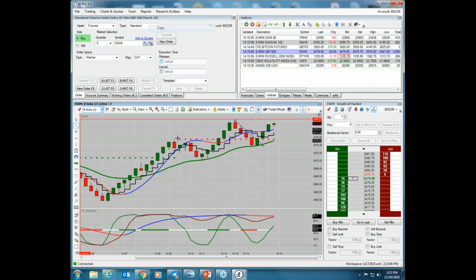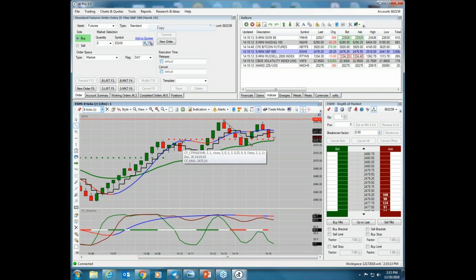Okay? The reason why you do it is, what we expect is the normal thing to happen. We expect the market to pull back to the green line. This is the normal thing. But sometimes the market has so much momentum, it can't get there.